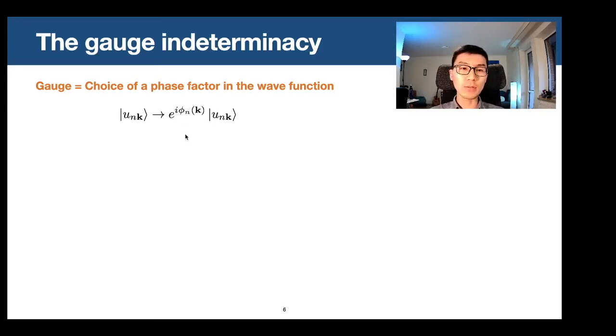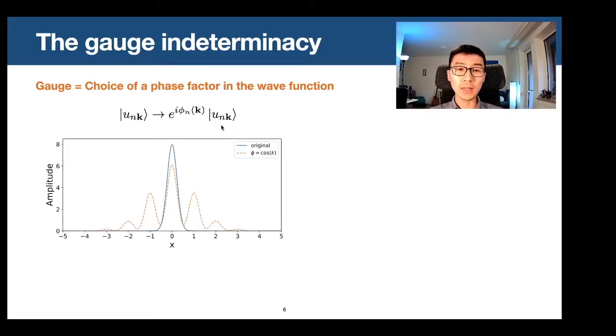So this really leads to a problem, because if you choose a different phase convention for the wave function, we end up having a different Wannier function. So in principle, there are infinitely many Wannier functions that you can obtain. So let's consider an example.